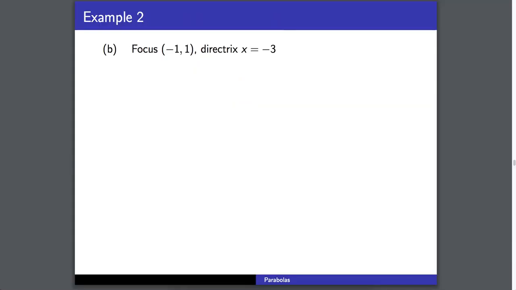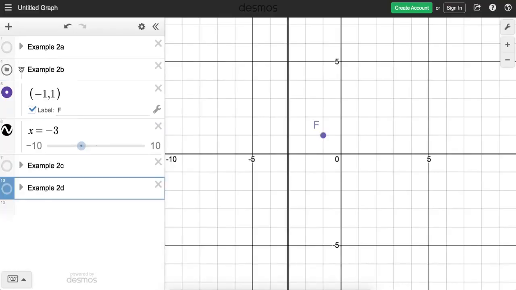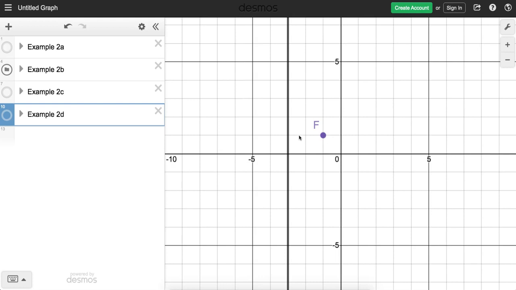All right, moving on to part B. Focus is at (-1, 1). Directrix is x equals -3. So here we go for part B. And notice that this time our focus is to the right of our directrix, which means our parabola is going to be opening to the right.